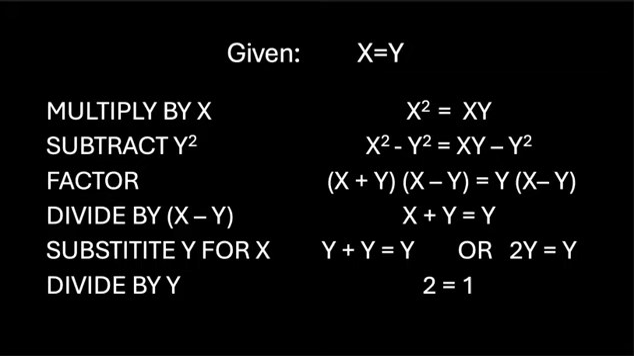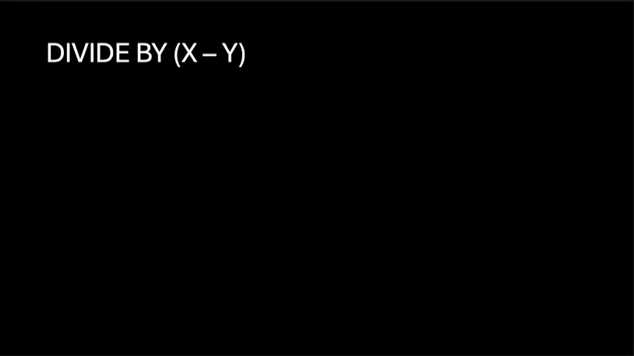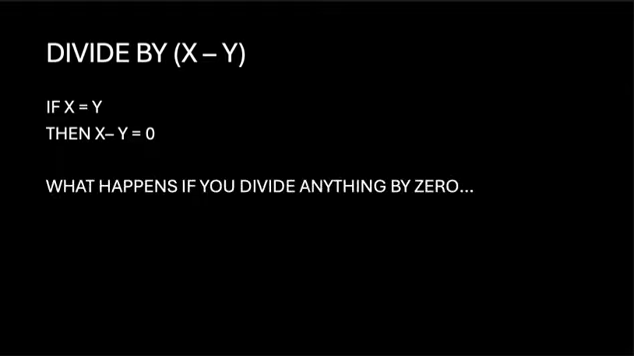Now, obviously we've cheated here, but everything that we've done algebraically is accurate. And here's where we run into issues. If we are dividing by x minus y, which was one of our steps, we divided both sides by x minus y. If x is equal to y, then x minus y is equal to 0. Now, when we look at it using the variables, it's kind of hard to see that, but it's very obvious if we made our given x equals y, then x minus y has to equal 0.